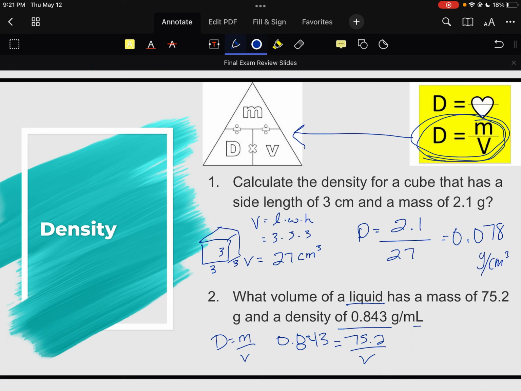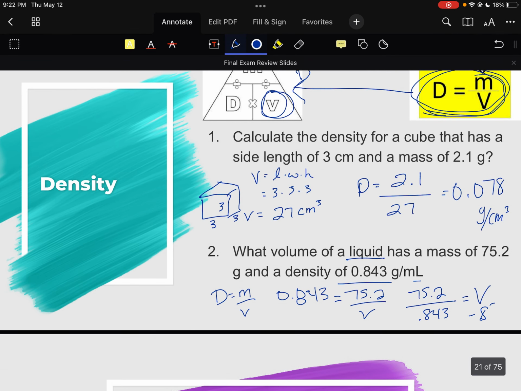So if I'm looking for volume, then my formula is going to be, I'll write it up here, M over density equals volume. So when I plug that into my question, the mass was 75.2, the density is 0.843, and that's going to equal my volume. So in my calculator, I type that in and I end up with 89. And this is volume, so it's going to be milliliters.